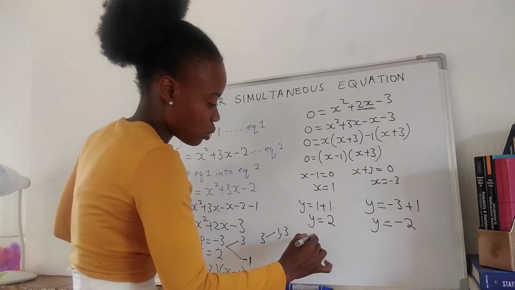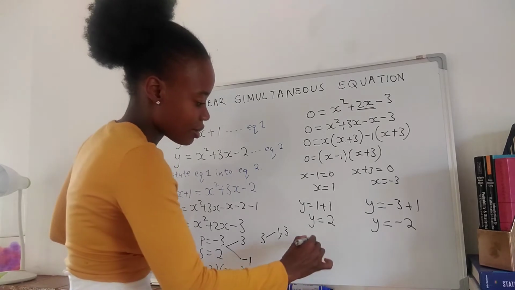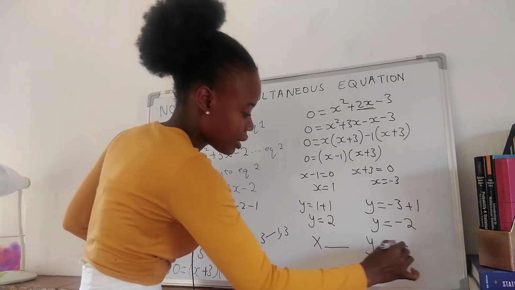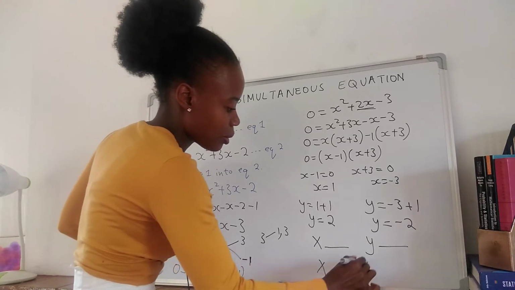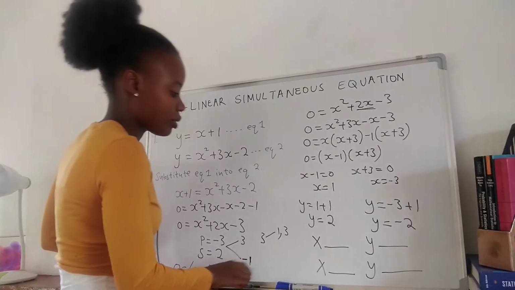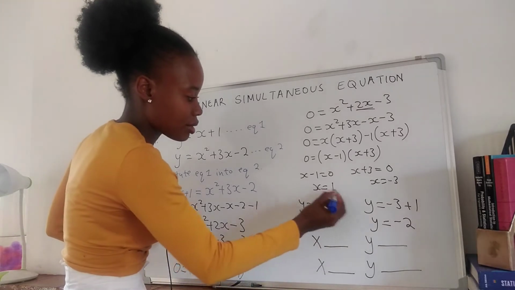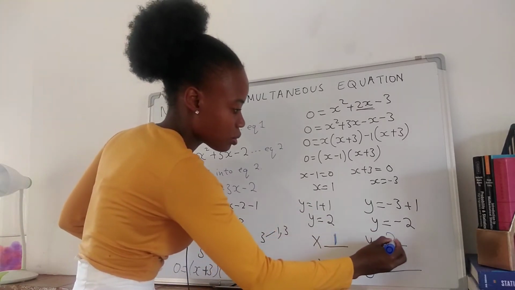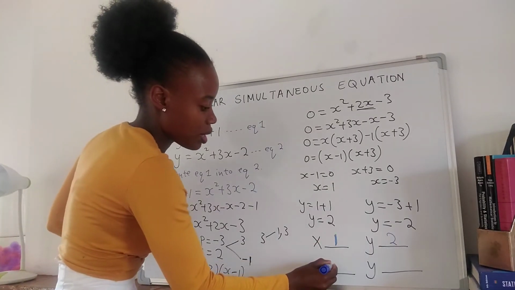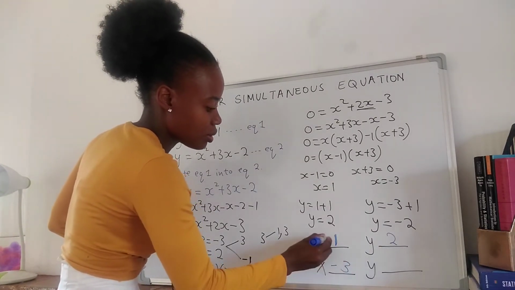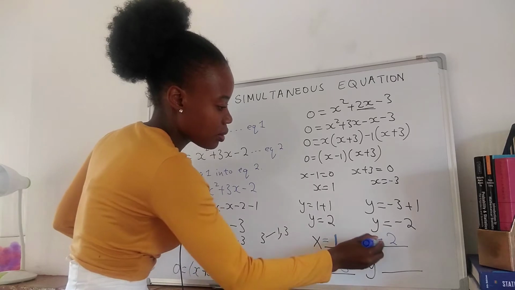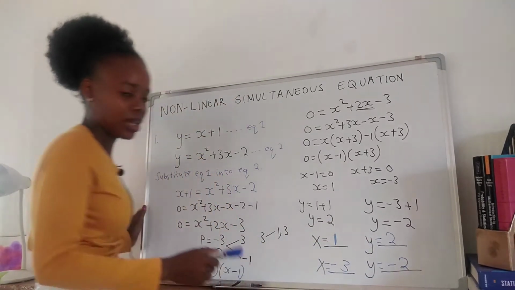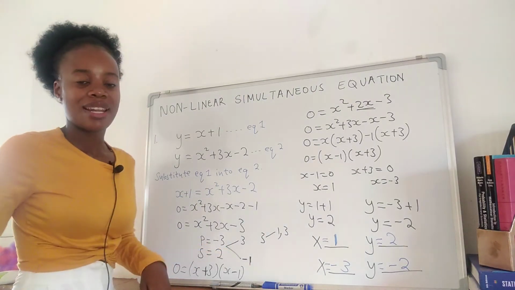So final answer: x, y, x, y. This x, we have 1, is corresponding with this y, which is 2. This x, we have negative 3, and y is negative 2. Now let's get to number 2.